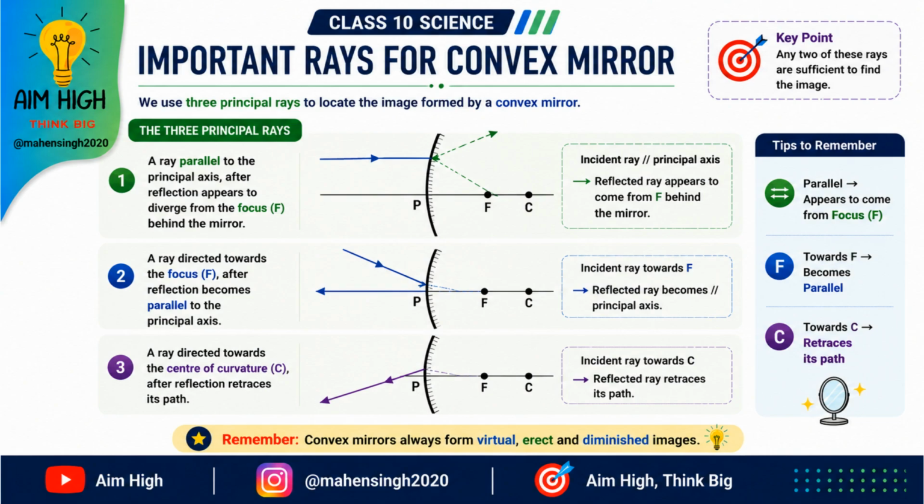The second ray is directed towards the focus. After reflection, it becomes parallel to the principal axis. The third ray is directed towards the center of curvature. It reflects back along the same path.